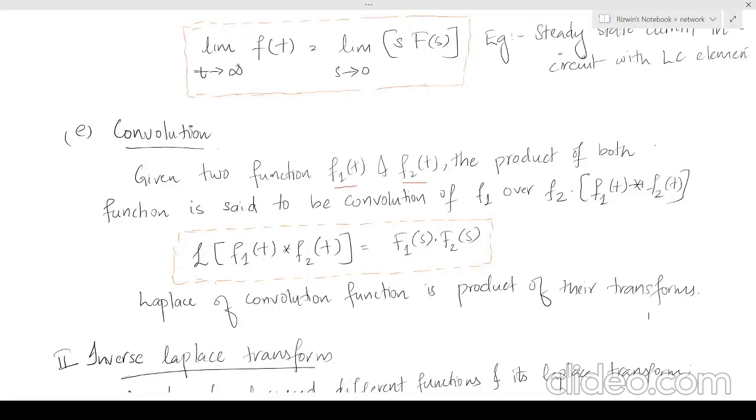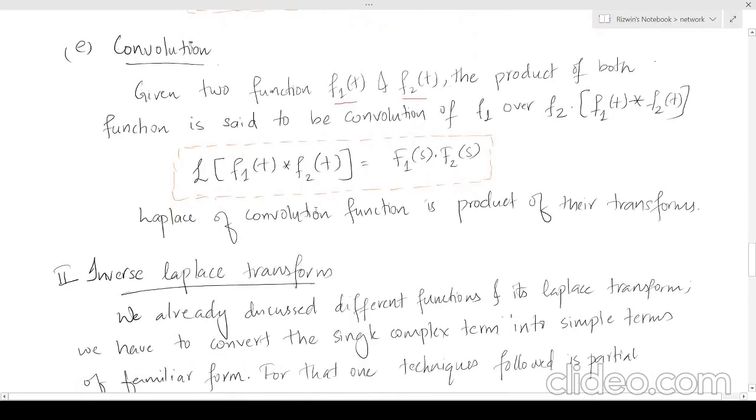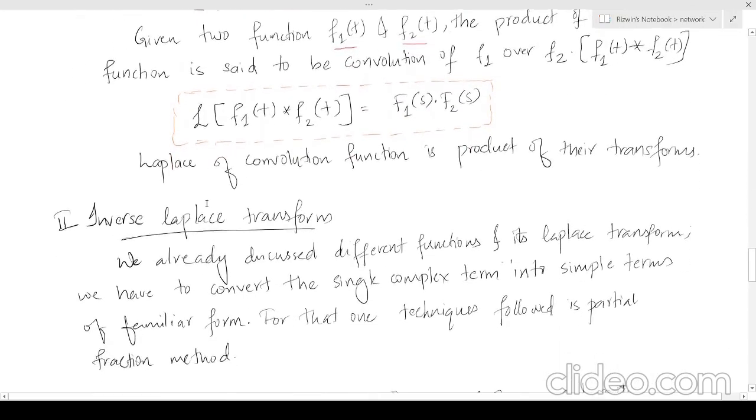And if we take the Laplace transform of both functions, we could straight away multiply, taking the product of both functions, F1 of s and F2 of s. That is such a simple form that we could make, and finding the Laplace inverse will give the result straight away: f1 of t convolved with f2 of t. So that's one of the applications of the Laplace transform.